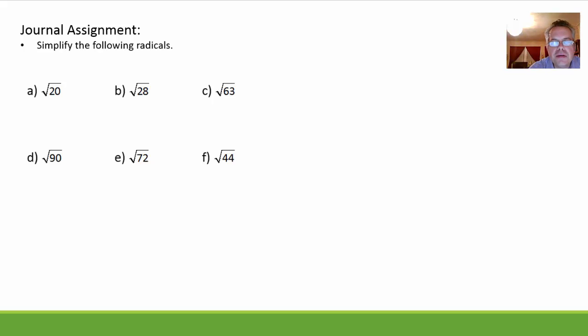Okay, so there's 6 here for you to try. Go ahead, it might help you to go back and write down the perfect squares. And each one of these can be simplified.